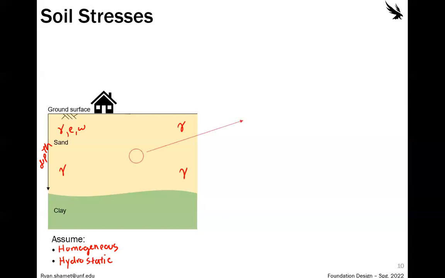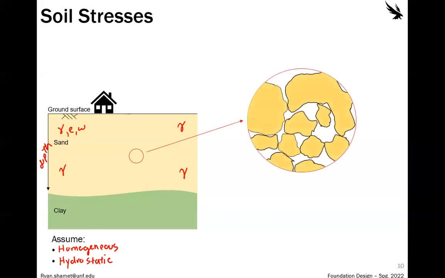So let's say we wanted to find a point right there. And again, this is taken from geotech, so it probably looks familiar. If we were to zoom in on the soil right at that spot, what we would see, if it's a sandy soil, is a bunch of little rocks lying on top of each other. This is because this is a cohesionless, granular material that we talked about in the first week.